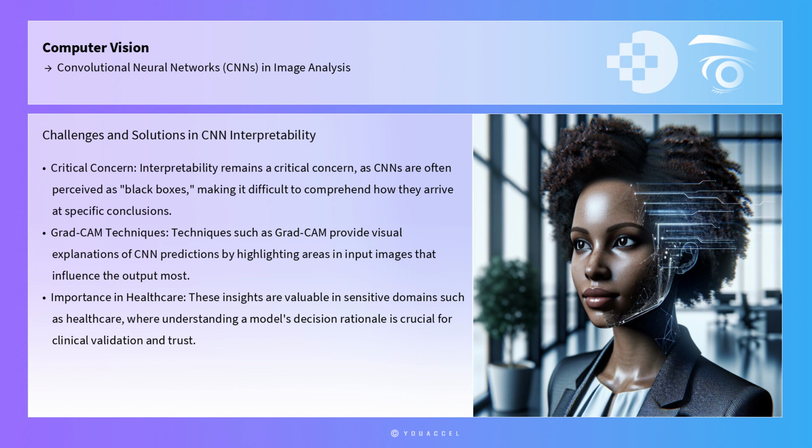Interpretability remains a critical concern, as CNNs are often perceived as black boxes, making it difficult to comprehend how they arrive at specific conclusions. Techniques such as Grad-CAM have been developed to address this issue, providing visual explanations of CNN predictions by highlighting areas in input images that influence the output most. These insights are particularly valuable in sensitive domains such as healthcare, where understanding the rationale behind a model's decision is crucial for clinical validation and trust.